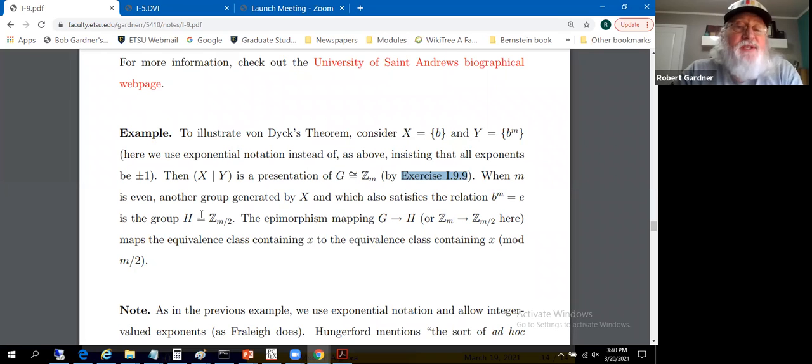For example, if M is even, another group generated by X, which also satisfies the relation B to the M equals the identity, is a group Z sub M over 2. Now, that'll satisfy that as well.